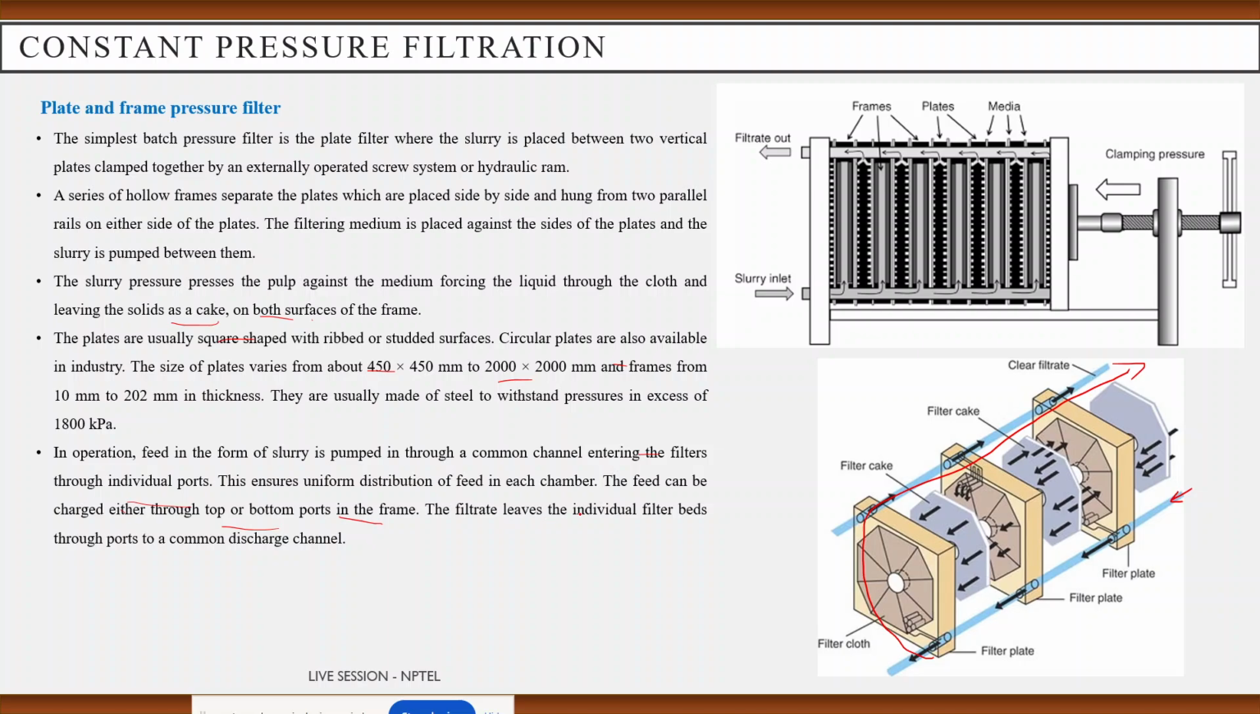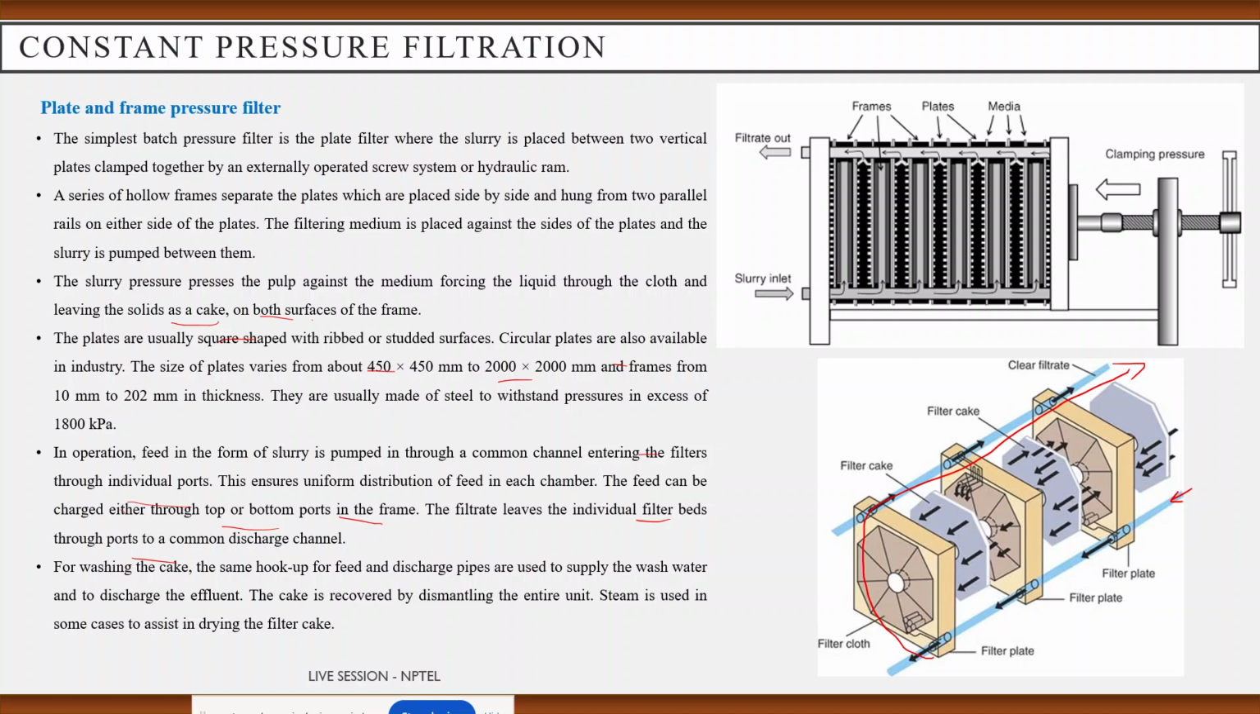The filtrate leaves the individual filter beds through the port that I have shown in the figure, through the common discharge channel. For washing the cake, the same hookup for feed and discharge pipes is used to supply the wash water and to discharge effluent. The cake is recovered by dismantling the whole setup of plates and frames. Steam is also sometimes used to assist the drying of the filter cake.